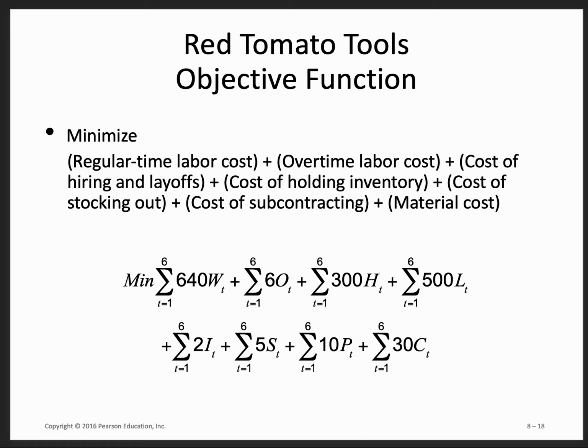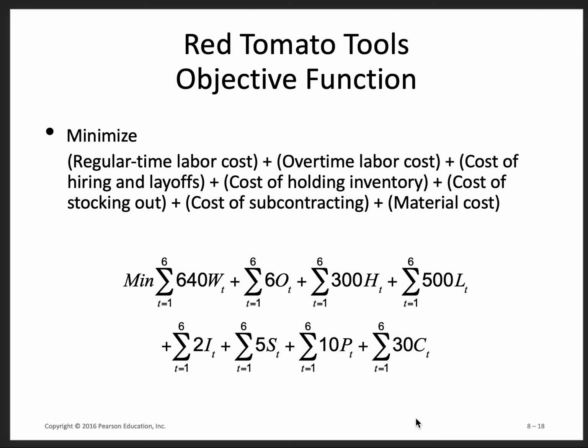Now, with that, let's look at the objective function. The objective function for Red Tomato Tools is to minimize the total cost of this aggregate plan. The total cost includes regular time labor cost, overtime labor cost, cost of hiring and layoffs, cost of holding inventory, cost of stocking out, because we are considering stocking out, cost of subcontracting, and of course the cost of manufacture itself, the cost of materials, right? So this is the total cost that we are trying to minimize.